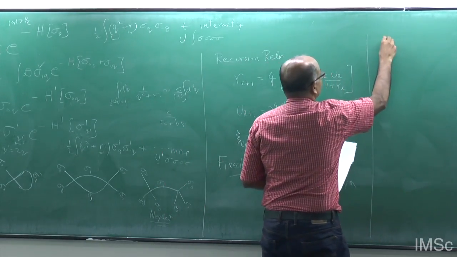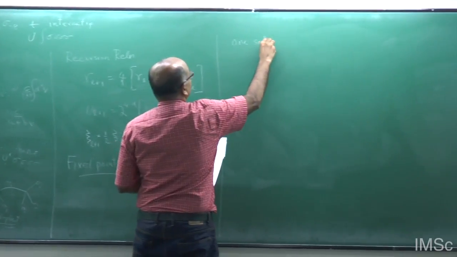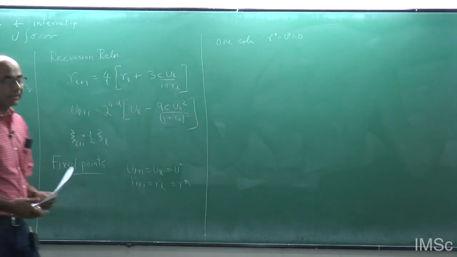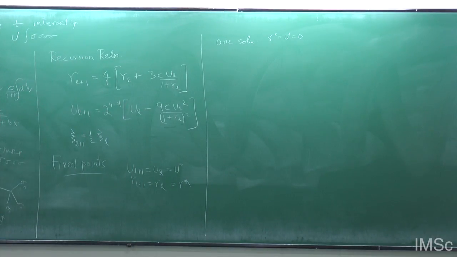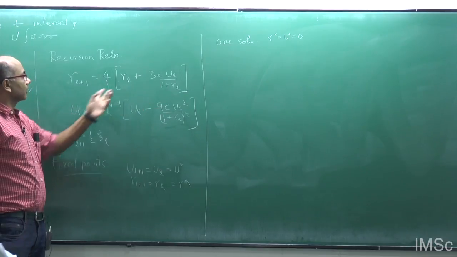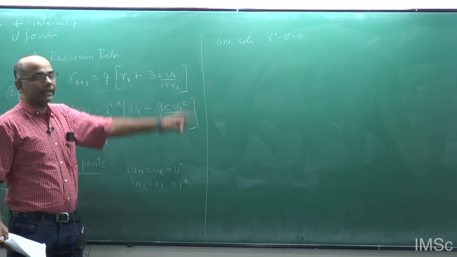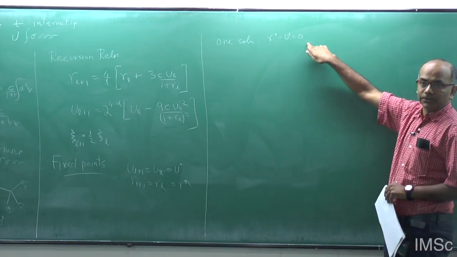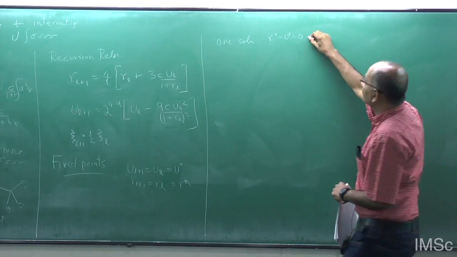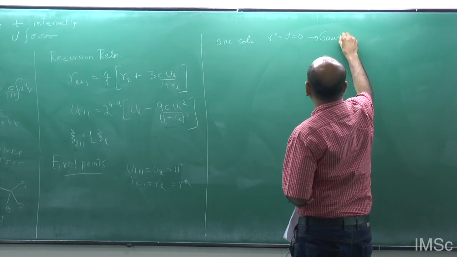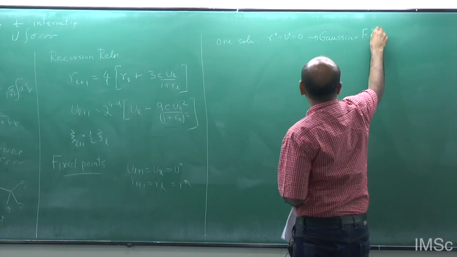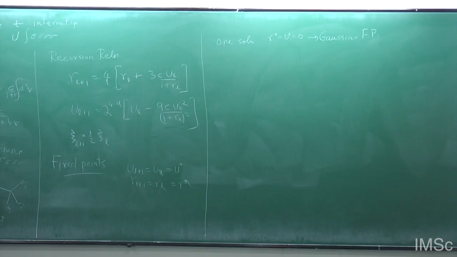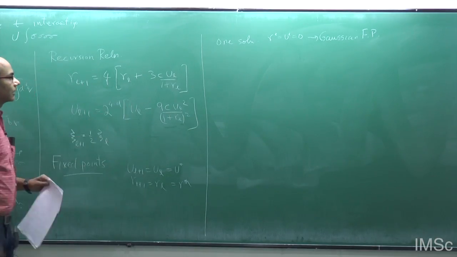One solution, of course, is R star equals U star equals 0. Trivially, that satisfies this, right? If you put U and R equal to 0, it's trivially 0. So this is always satisfied. This was the fixed point we had anyway when U was 0, so this is called the Gaussian fixed point. This is a trivial fixed point, but we want something non-trivial, so we'll try to get a non-trivial solution.